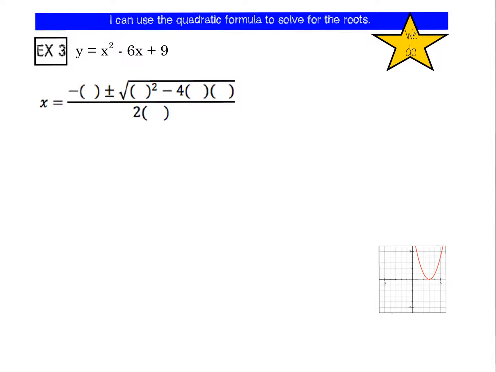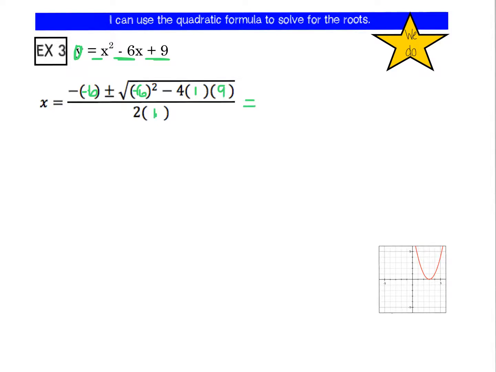All right, in my next example, I'm going to go through that same process. It is set equal to 0. A is 1, B is negative 6, and C is 9. So I'm going to plug those into the quadratic formula: negative 6, 1, and 9, and 1.